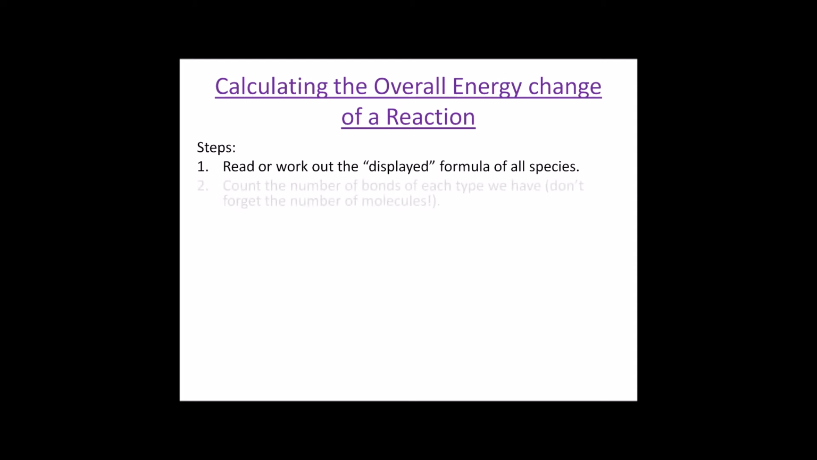So how do we calculate the overall energy change of a reaction? Well, let's look at the steps that you're going to need to do. Firstly, you're going to have to read or work out the displayed formula of all species, and we'll have a look at some examples of this in a minute, so don't worry too much about what a displayed formula is yet. Then we're going to count the number of bonds of each type we have, and we're not going to forget to include the number of molecules we have.